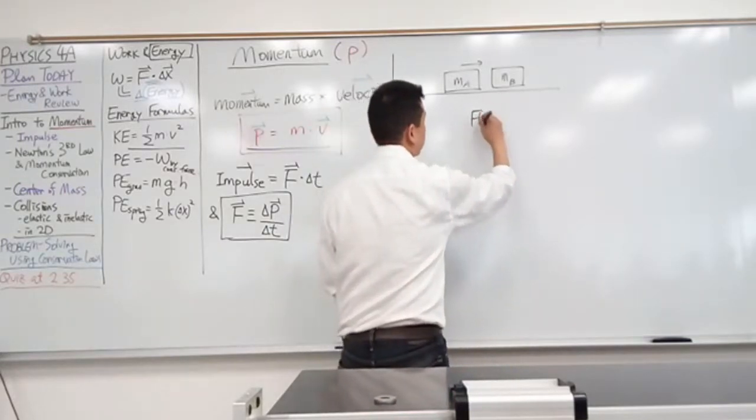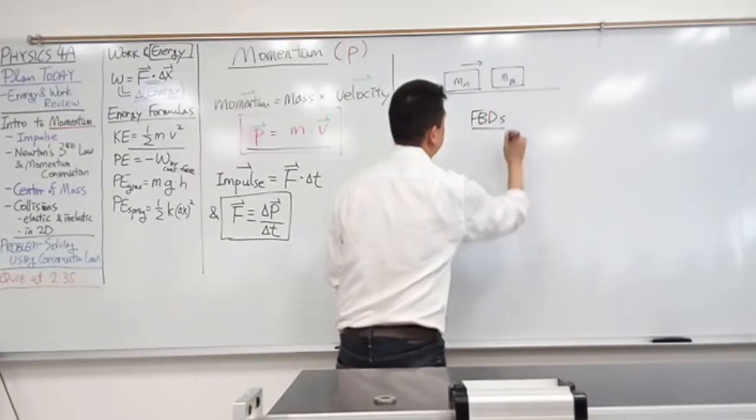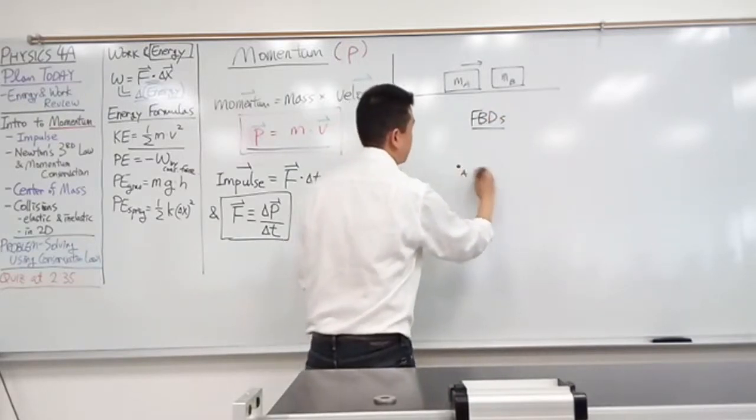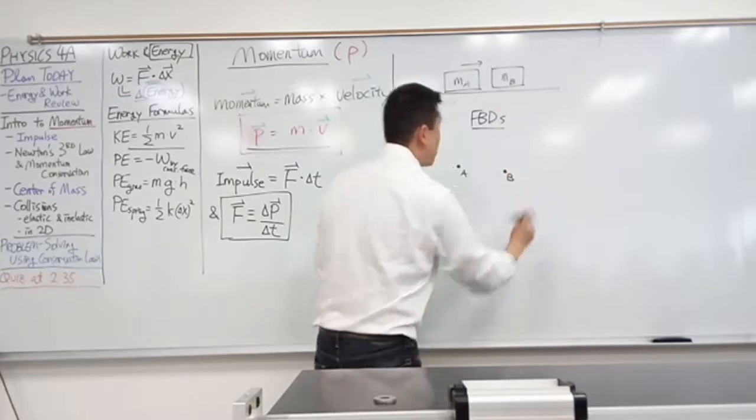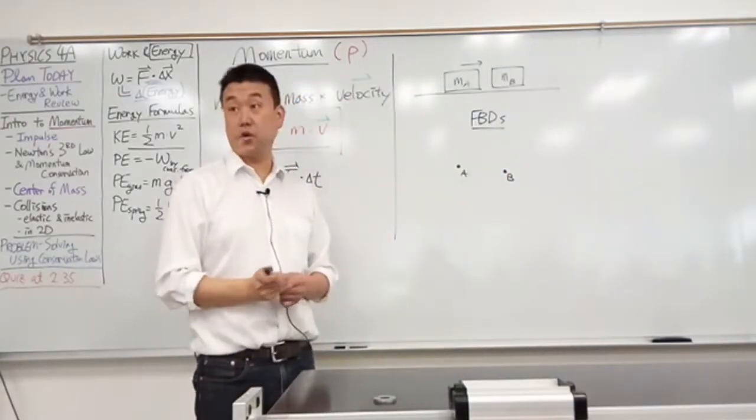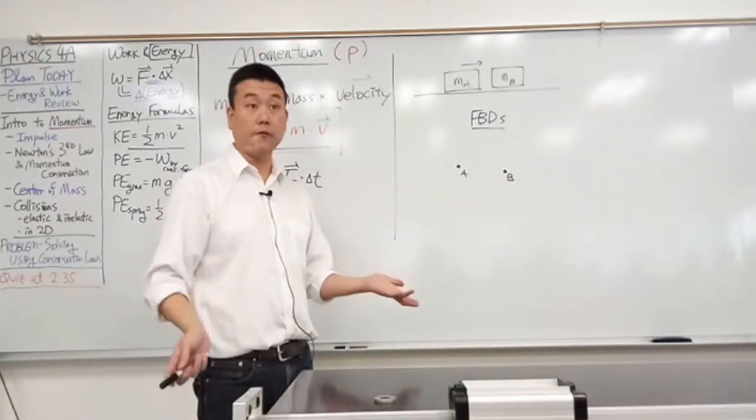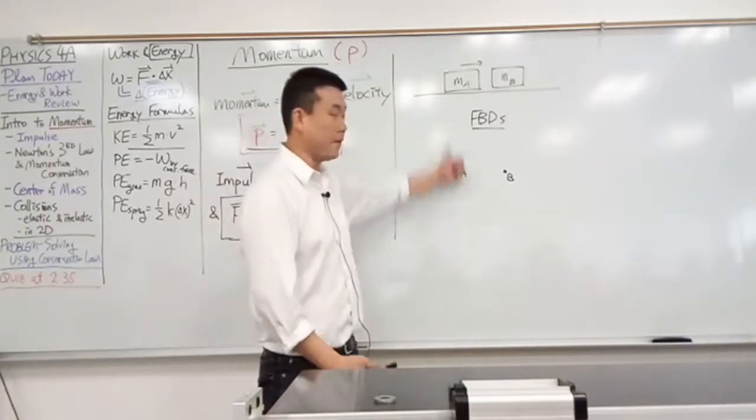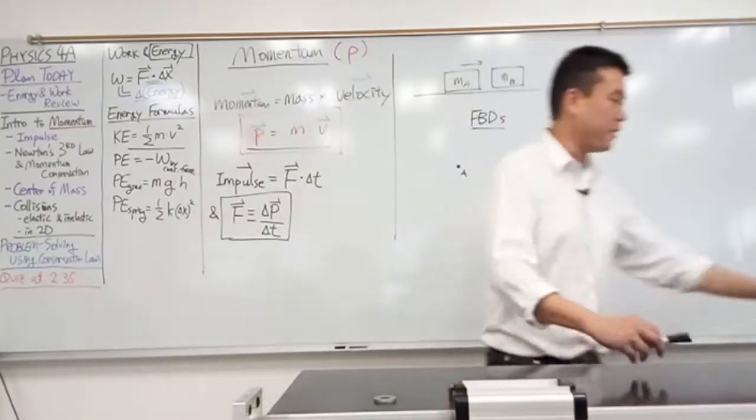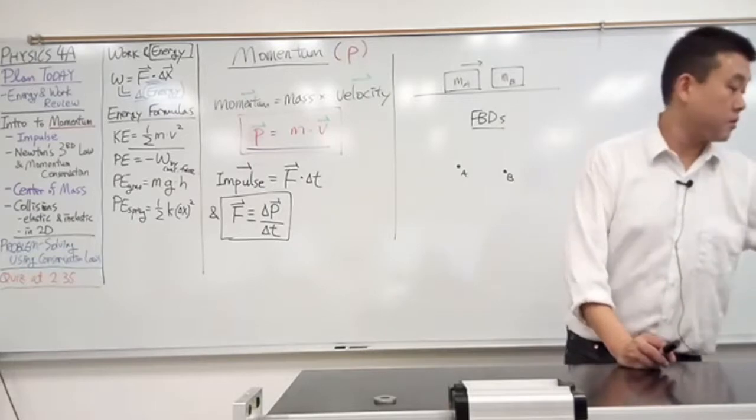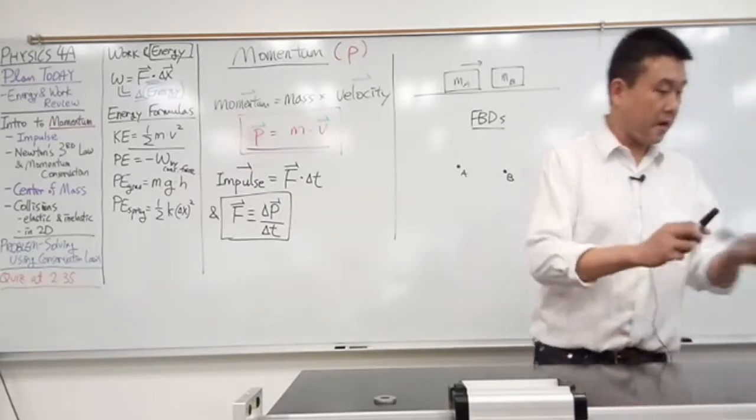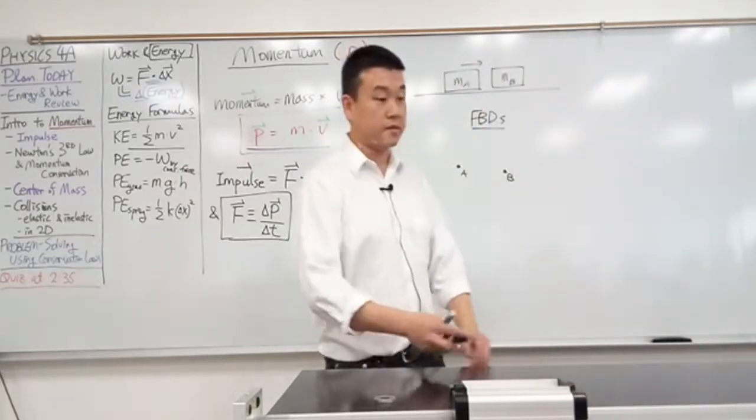So these are the free body diagrams of these two masses, mass A and mass B. Let me ignore all the uninteresting forces, like gravity and normal force. Gravity pulls it down, normal force balances it. Nothing really interesting happens with those. So let me just draw interesting forces here.